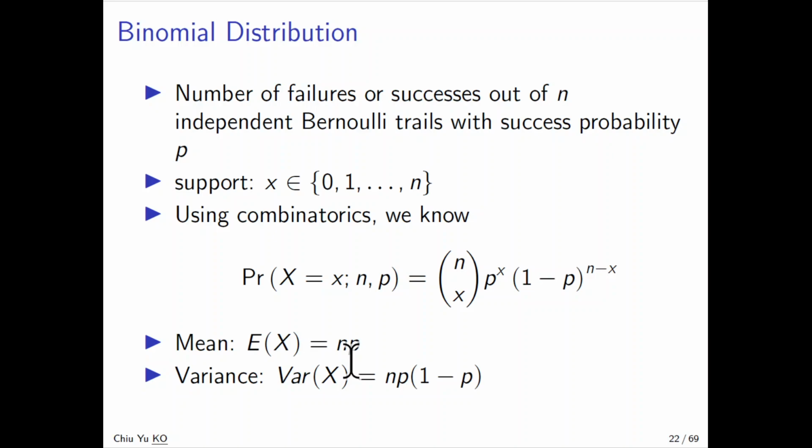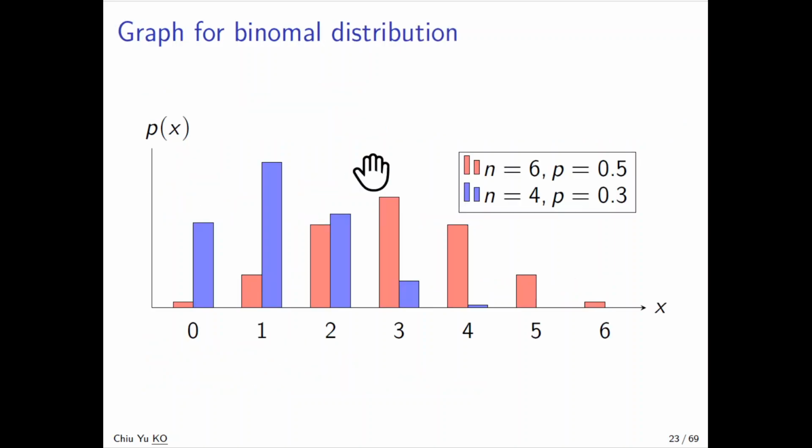So let's see the graph. If p is a half, the probability distribution function is symmetric. You can see the red one is symmetric about its mean, because np is 3, so this is the mean for the red one. For the blue one, the mean is 1.2, so you can expect it is not symmetric. This is the mean, and this is an asymmetric, positively skewed one.